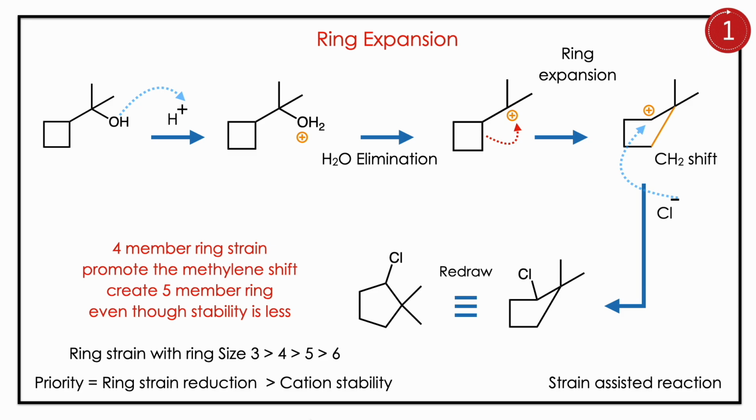Why is this possible? Because you are creating strain by moving to a less stabilized cation. The only reason could be that the ring strain reduction is higher than the cation stability. So whenever you look at a system, if there is a cation formation, you should always consider releasing the strain. The ring strain with ring size 3 is more strained, then less for 4, then 5, then 6.